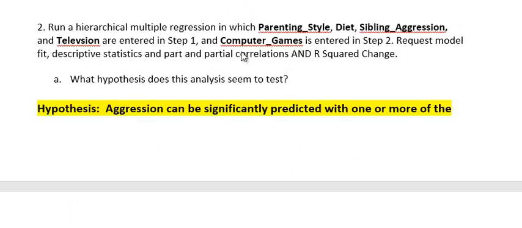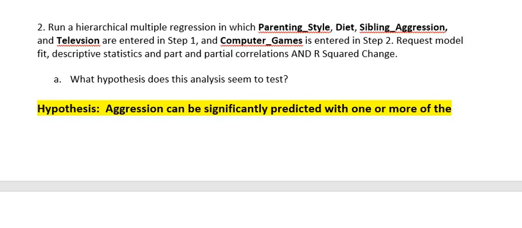Question number 2, same as number 1 with one big change here. You're going to enter computer games by itself in step 2. This is what we call a hierarchical regression. That means you pick the order in which to put your predictor variables in there. So let's give it a go.